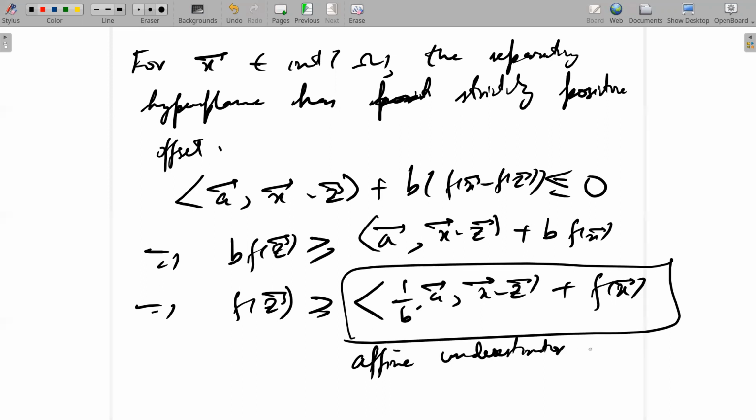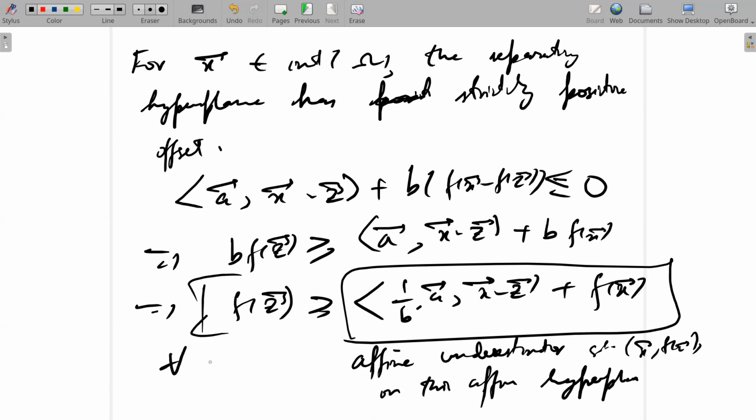So the affine underestimator says that (x, f(x)) lies on this affine plane. So what have we done so far? If you give me a boundary point, what I have found is an affine hyperplane which is underestimating the whole of the function. So this inequality is in fact true for all z in omega. Okay, so at this point we have found the affine underestimator.